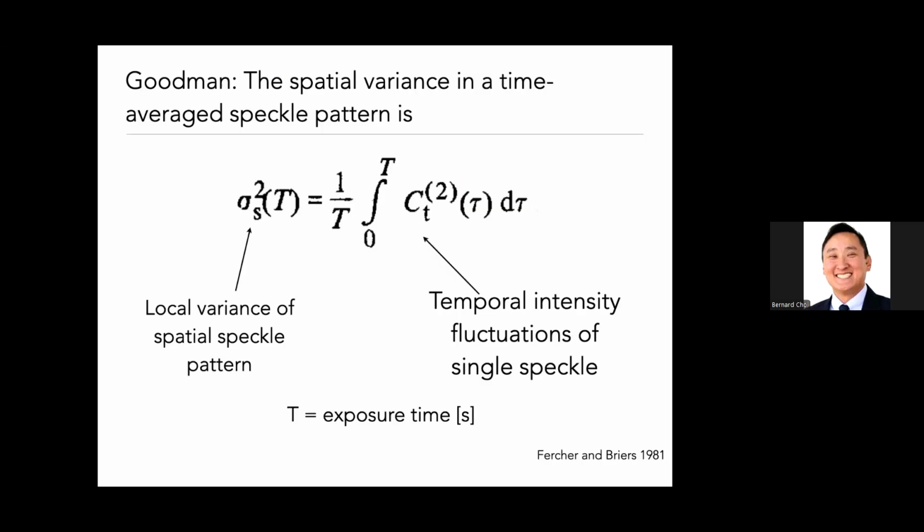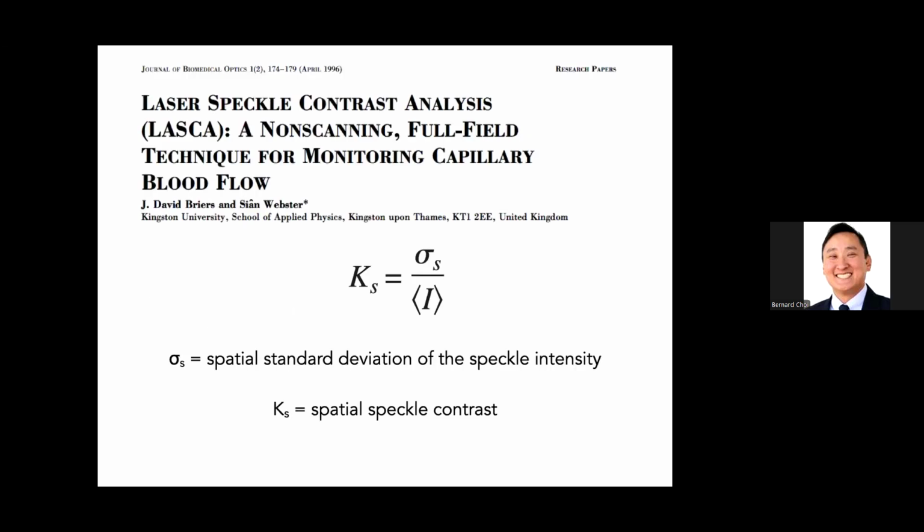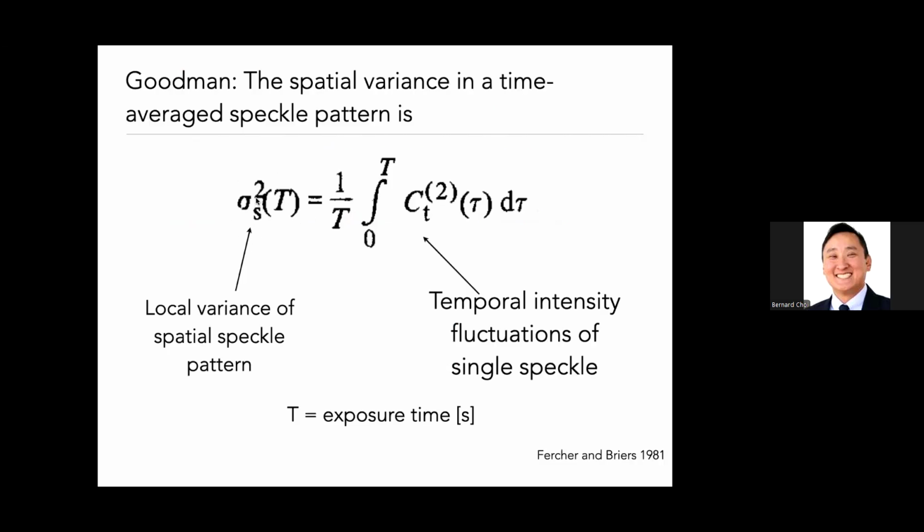So going back to here, we have the time variance over some exposure time. We integrate over that, and we can get the local speckle contrast or speckle variance, and vice versa. This is from a paper from the 90s by David Briers, and it's a simple relationship. It's the speckle contrast that Christian showed. You take the standard deviation over a small area divided by the average intensity over that small area, and you can get this contrast value. Okay, and so this right here is basically related to this right here.